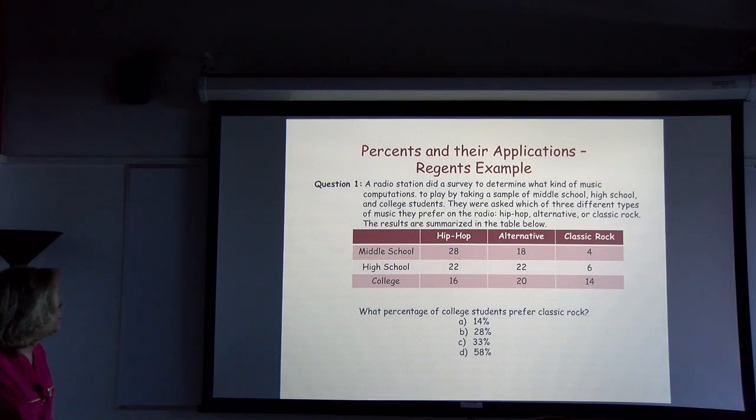A radio station did a survey to determine what kind of music to play by taking a sample of middle school, high school, and college students. They were asked which of 3 different types of music they preferred on the radio: hip-hop, alternative, or classic rock. The results are summarized in the table below. So we have it done by middle school, high school, and college, the number in each group for hip-hop, alternative, and classic rock. And it says, what percent of college students prefer classic rock?